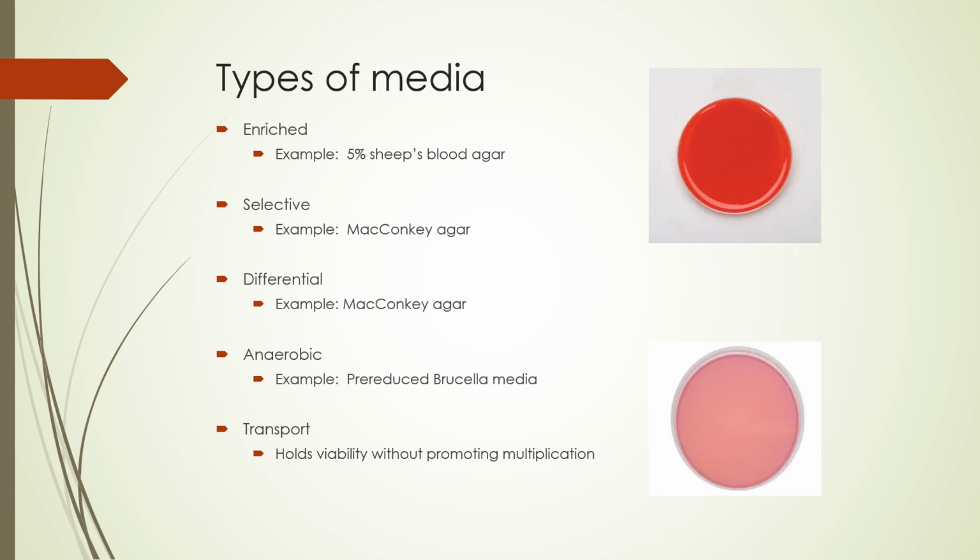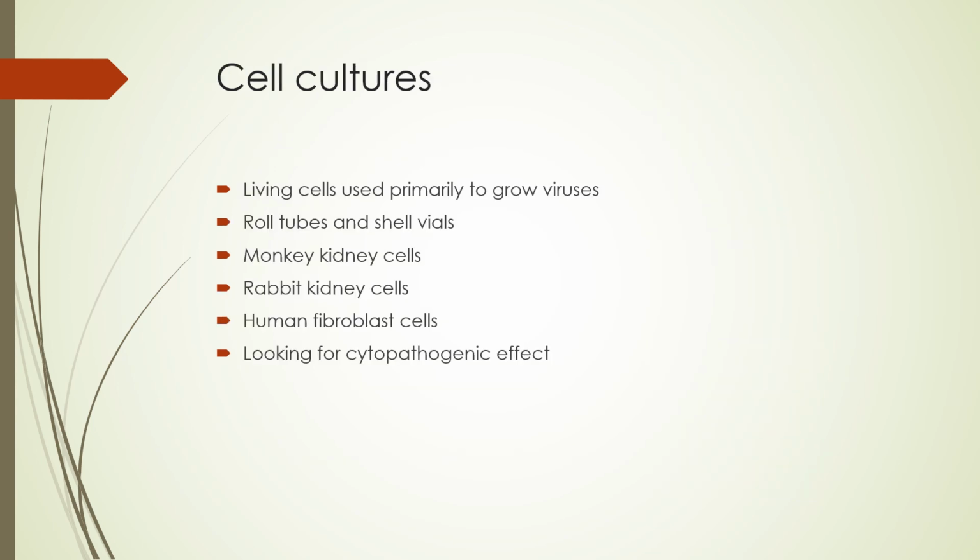Then we have anaerobic agar, which has biosalts and a pH indicator. It's also got hemin and vitamin K in it, which helps us culture anaerobes. Anaerobes are organisms that don't require oxygen. And then we have transport media, which is basically a holding media that promotes the viability without actually promoting multiplication of the organism. All of that media that I talked about before is good to grow prokaryotes.